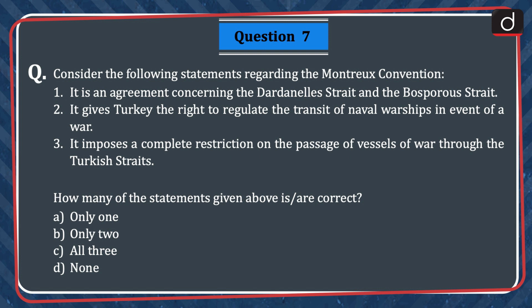Next question is, consider the following statements regarding the Montreux Convention. 1. It is an agreement concerning the Dardanelles Strait and the Bosporus Strait. 2. It gives Turkey the right to regulate the transit of naval warships in event of a war. 3. It imposes a complete restriction on the passage of vessels of war through the Turkish straits. How many of the statements given above are correct? Only 1, only 2, all 3, or none? The correct answer is option B, only 2.